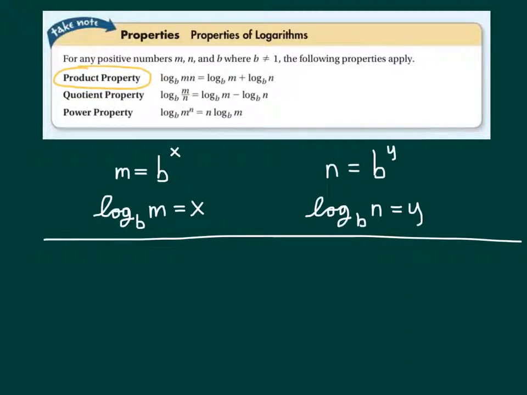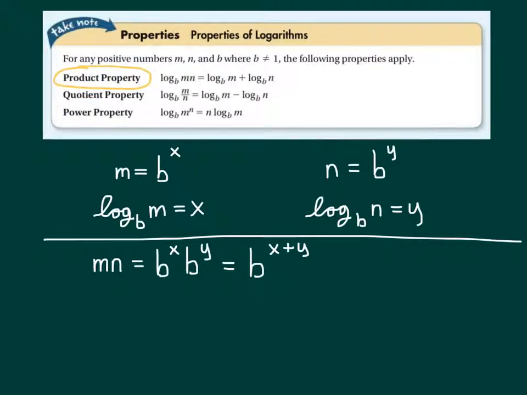I know from right here that m times n is b to the x times b to the y. From that first line I wrote down, m is b to the x, n is b to the y, so m times n is b to the x times b to the y. We know, using the property of exponents, that that equals b to the x plus y. So that's the step where we're illustrating the fact that the properties of logarithms and the properties of exponents are very closely tied together.